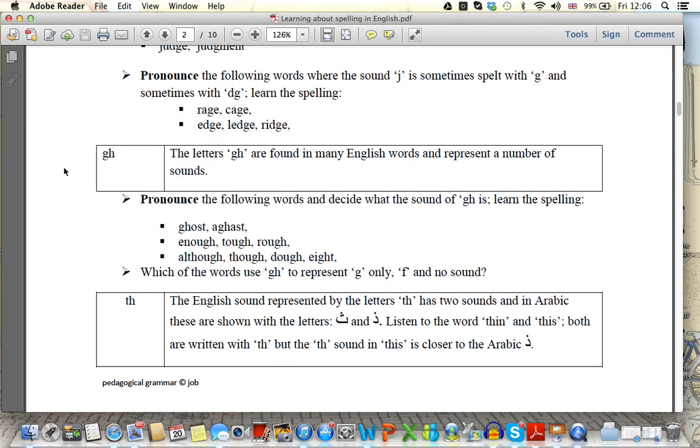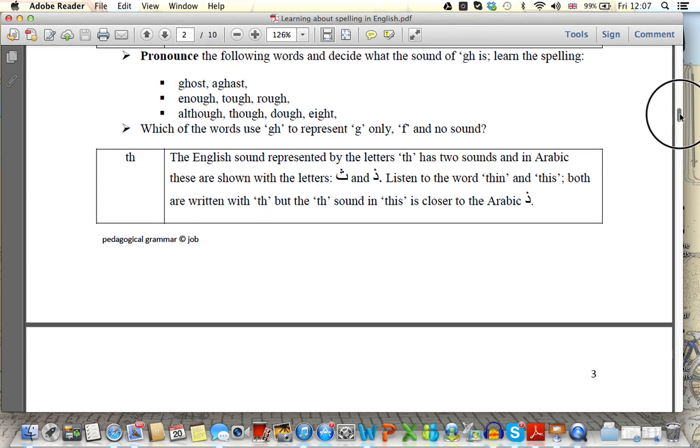One combination of letters, gh, represents a number of sounds. So let's look at some of the examples here. We have ghost and aghast, where gh is pronounced like a g sound. Then we come to words enough, tough, and rough, where the gh sounds like an f. And then we come to words like although, though, dough, ate, where actually the gh doesn't appear to have any sound.